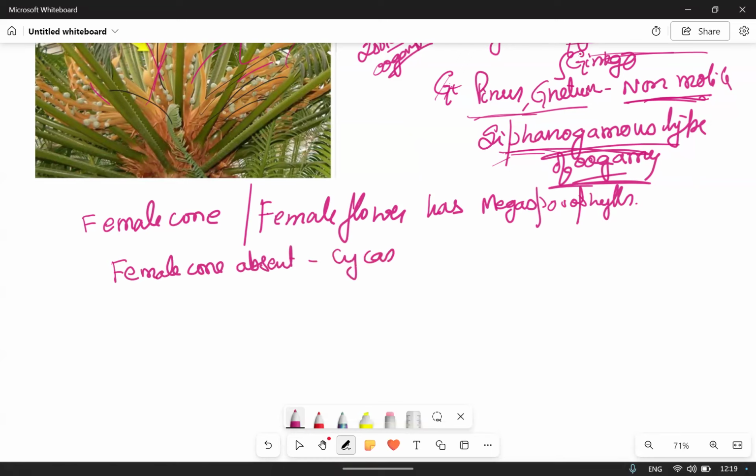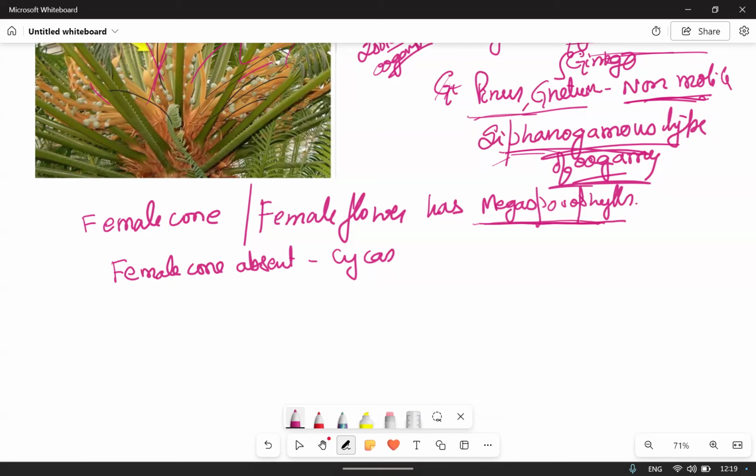Okay. So, megasporophyll. Normally, what are the other names for megasporophyll? We can call this carpel. We can call this gynoecium. We can call this pistil. These are 4 synonyms: megasporophyll, pistil, gynoecium, carpel, all are the same only.